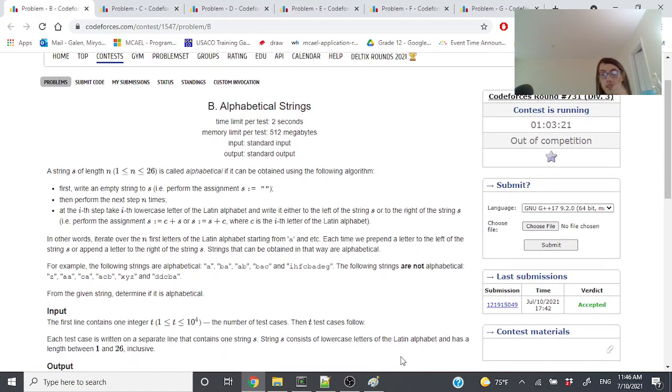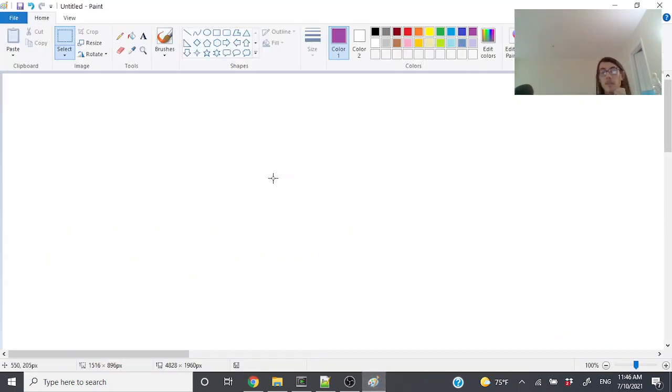Let's go to B now. B I found easier actually. Maybe not easier to think about, but easier to code at least, just because there aren't a million cases, so you can be more confident that your code will be correct.